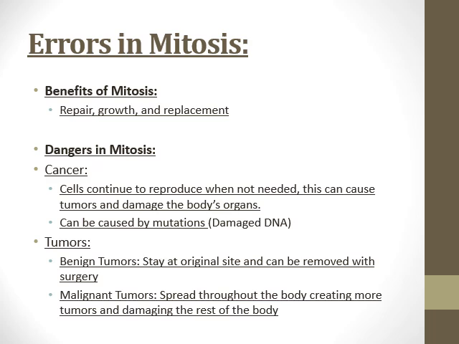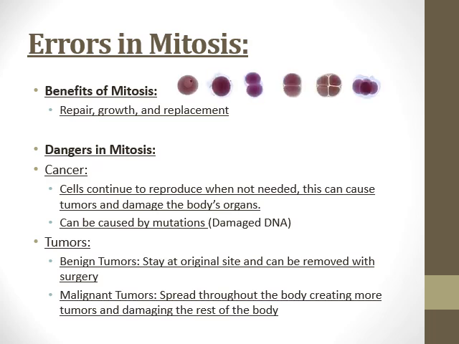Namely, this isn't that much of a problem unless these cells start to replicate at a fast enough rate that they're interfering with the jobs of other cells. This is when we can lead to a problem. And when all these cells start to reproduce, they often cause lumps. These lumps are what we call tumors. There are two types: benign tumors, which stay at the original site and can be removed with surgery, or the more dangerous variety, which are malignant tumors. These tumors can spread throughout the body, creating more tumors and damaging cells throughout the rest of the body.